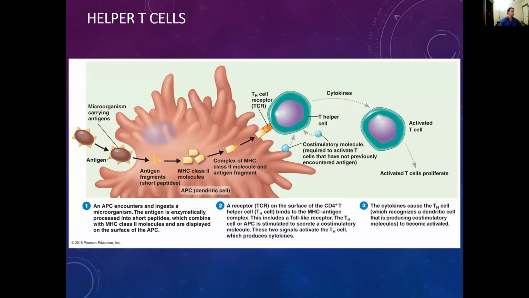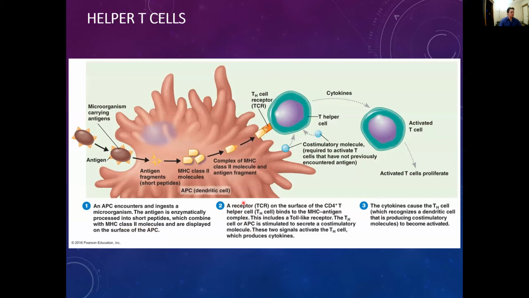So here we have an APC, which will encounter and ingest a microorganism. The antigen is enzymatically processed into short peptides, which you can see over here. There are short peptides which combine with the MHC class 1. Remember, this is our major histocompatibility complex, and will then be displayed on the surface of the APC.